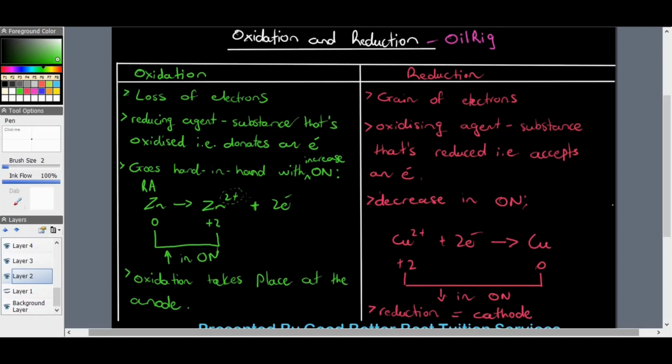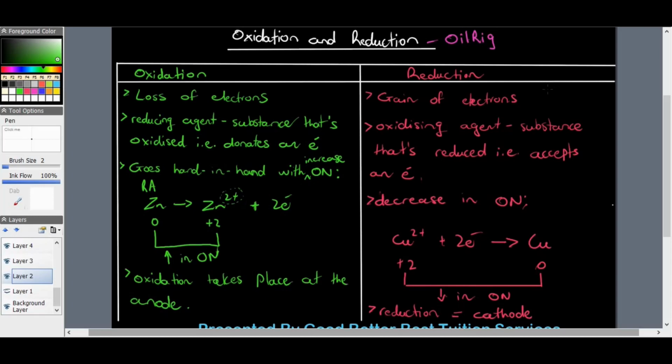The last point is that oxidation takes place at the anode, which is one of the electrodes that exists in both cells, galvanic and electrolytic. We'll learn more about that as we get closer to the galvanic cell itself, but oxidation does always take place at the anode of either one of the cells.